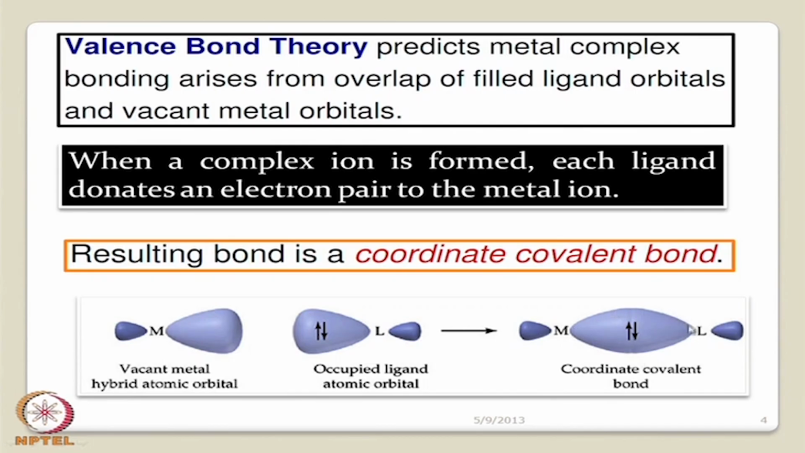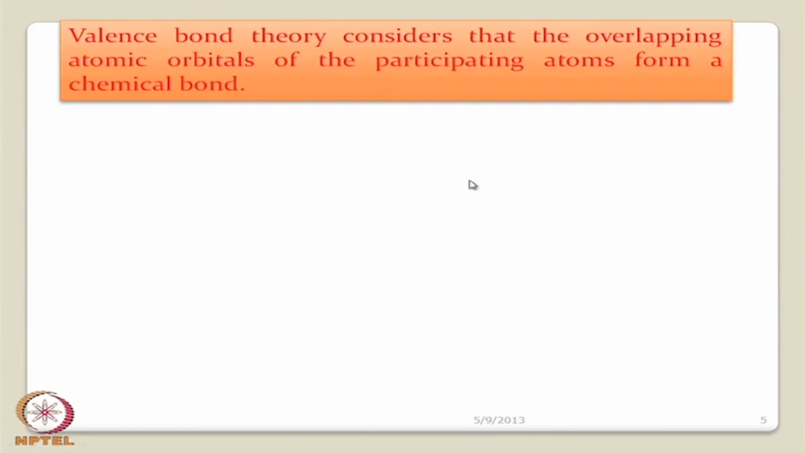So the M-L bond will look like this, and both electrons, which are coming from the ligand, will now be localized between M and L. That means both electrons can now be controlled by the metal center as well as the ligand center, though they are coming entirely from the ligand only. So this theory therefore considers that the overlapping atomic orbitals of the participating atoms form a chemical bond.